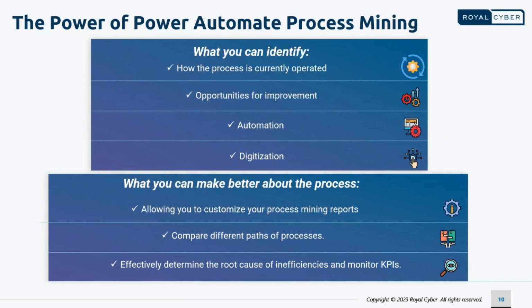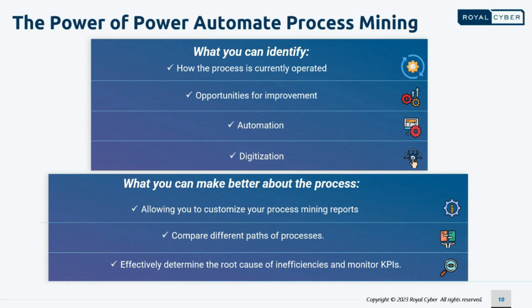Microsoft Power Automate process mining is a specialized tool within the Power Automate suite that is designed to help organizations gain insights into their operational processes. It enables businesses to analyze and visualize their workflows, making it easier to identify bottlenecks, inefficiencies, and areas for improvement, and also to automate and digitize the processes. By collecting and transforming raw data into visual process maps, Power Automate process mining empowers organizations to optimize their operations, enhance efficiency, and make data-driven decisions.